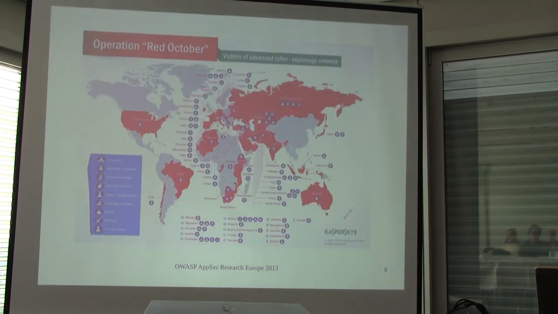Red October is not just a single targeted attack, it's an operation that was ongoing for more than 3 years and was targeting government organizations, diplomatic organizations, embassies, and research institutions all around the globe. So these are all examples of targeted attacks, attacks that focus on a specific industry, on a specific target, and the main interest is usually espionage.